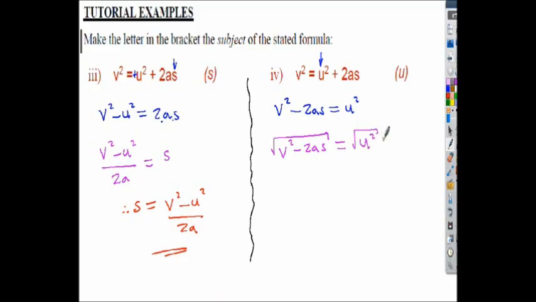Obviously the square and the square root cancel each other, so I've basically got u on the right hand side of the equation. So I'm just going to turn the equation around, so therefore u is equal to the square root of v squared minus 2as. So again, I'm always thinking of inverse operations when I manipulate the equation, and then I'm keeping the balance: whatever I do to one side of the equation, I do to the other side.